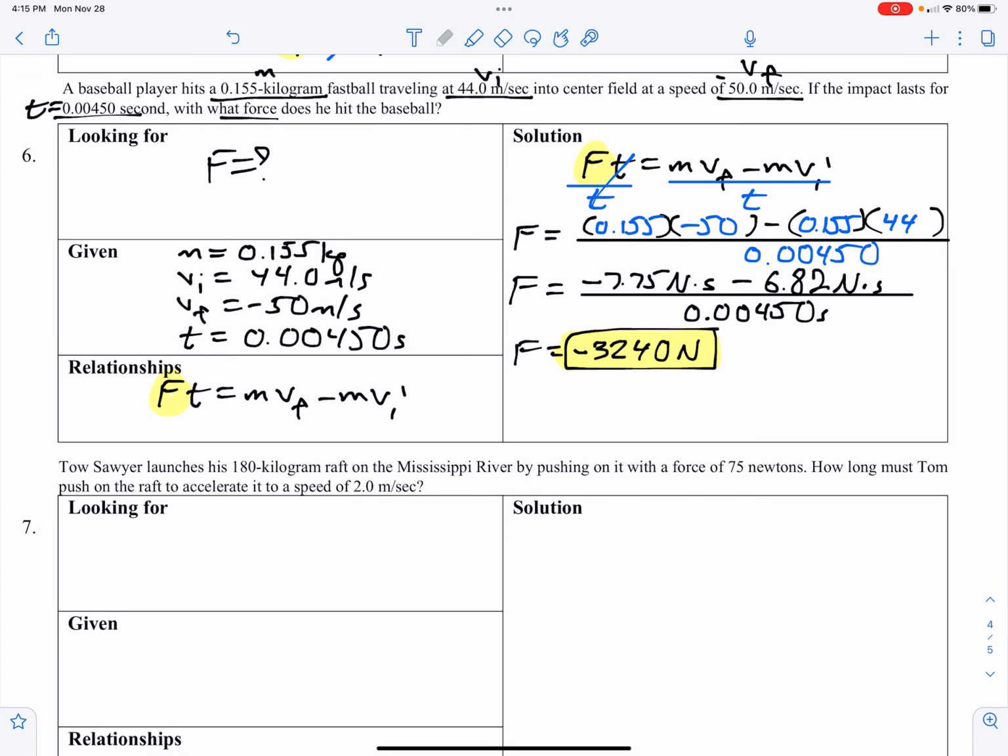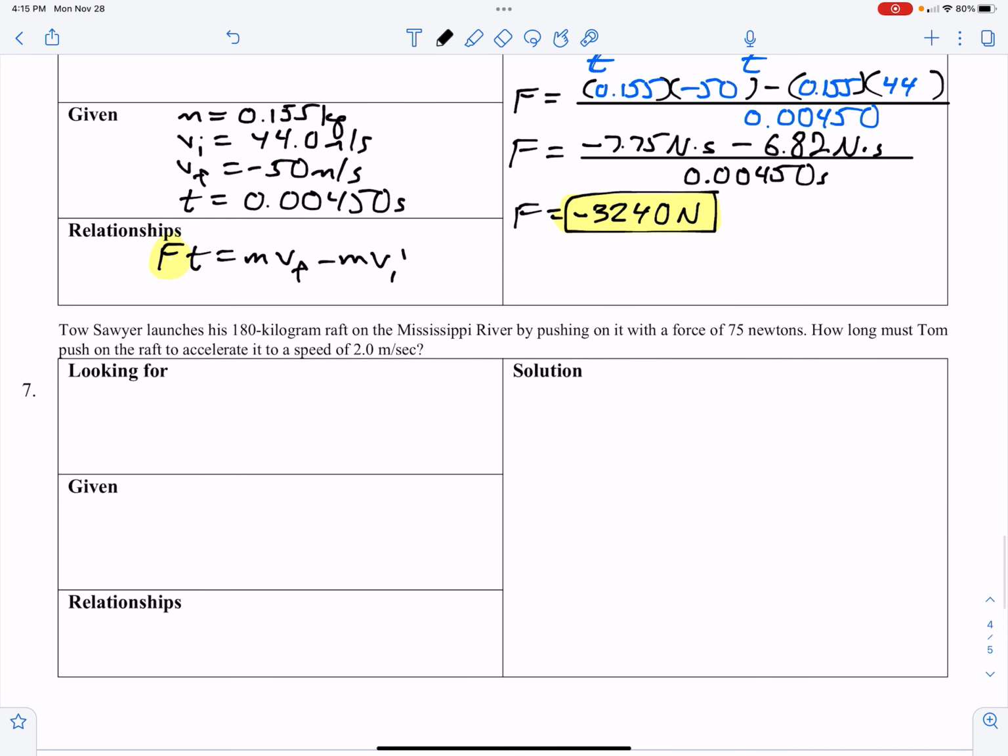And in our final question, question 7, Tom Sawyer launches his 180 kilogram raft, there's mass, on the Mississippi River by pushing it with a force of 75 newtons. There's the force F. How long, t is question mark, must Tom push the raft to accelerate it to 2 meters per second? Now, since it didn't tell us an initial speed to begin with, we do have to make an assumption that there's an initial speed of 0 starting with. That makes this the final velocity right there. So we are looking for time.